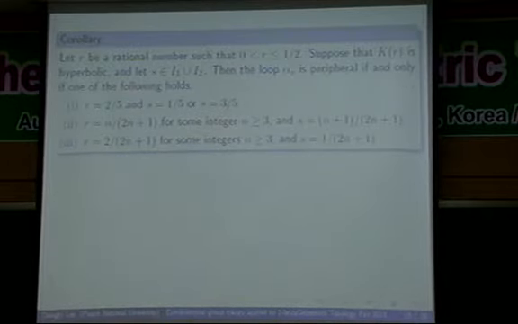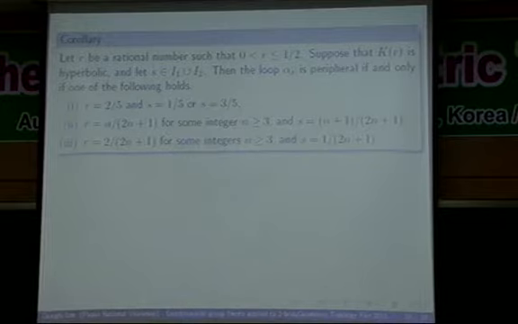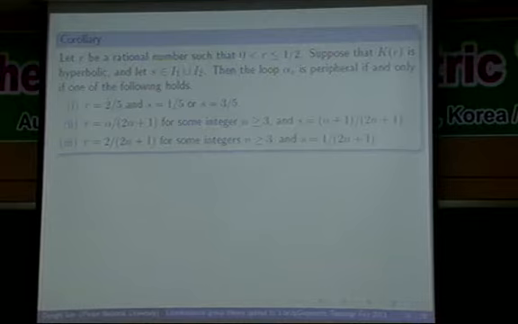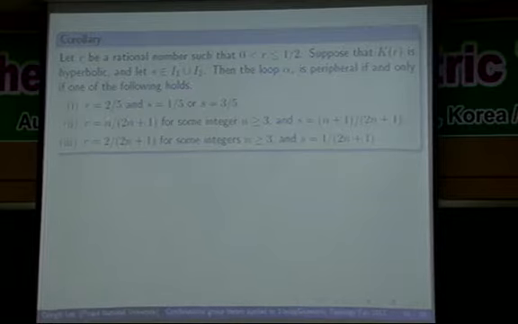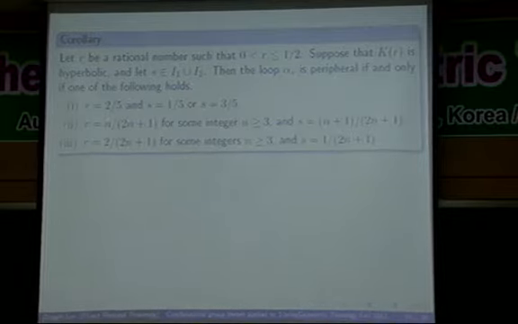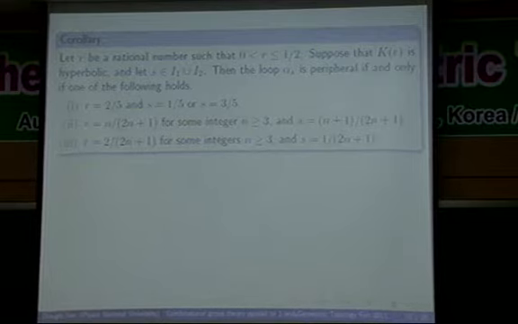And in the middle of proving the main theorem, we were able to prove the following corollary. Let R be a rational number such that R is bigger than 0 and less than or equal to 1/2 as before. And suppose that K of R is hyperbolic and let S be contained in the union of I sub 1 and I sub 2. Then the essential simple arc is peripheral if and only if one of the following holds. First, if R equals 2 over 5, then S equals 1 over 5 or S equals 3 over 5. And second, R equals this for some integer, then S equals this. And R equals this, and S equals this.